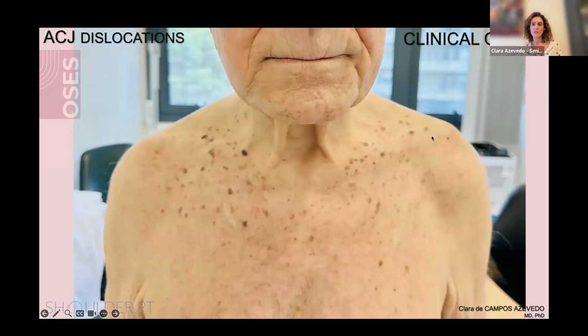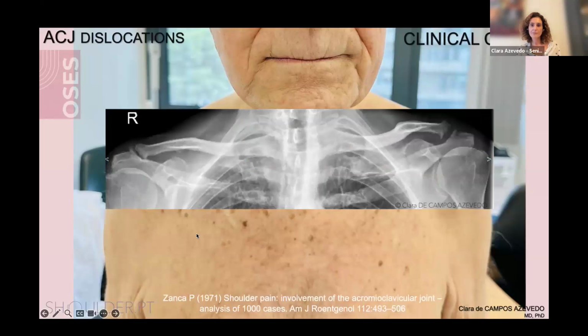And this is the guy at 7 weeks. And this is the X-ray at 7 weeks. So, Blaise, what do you think of his X-ray? Do you think there is an AC joint lesion, acute or not?